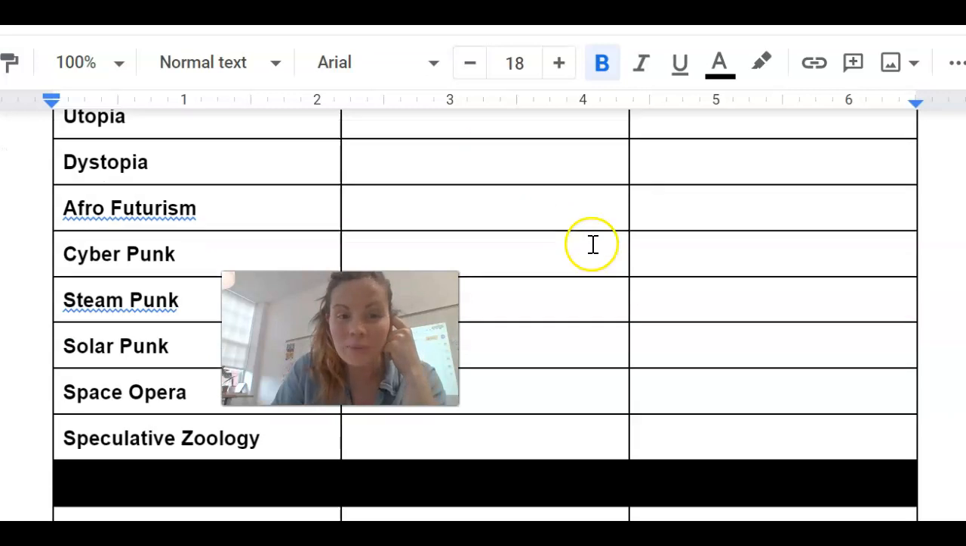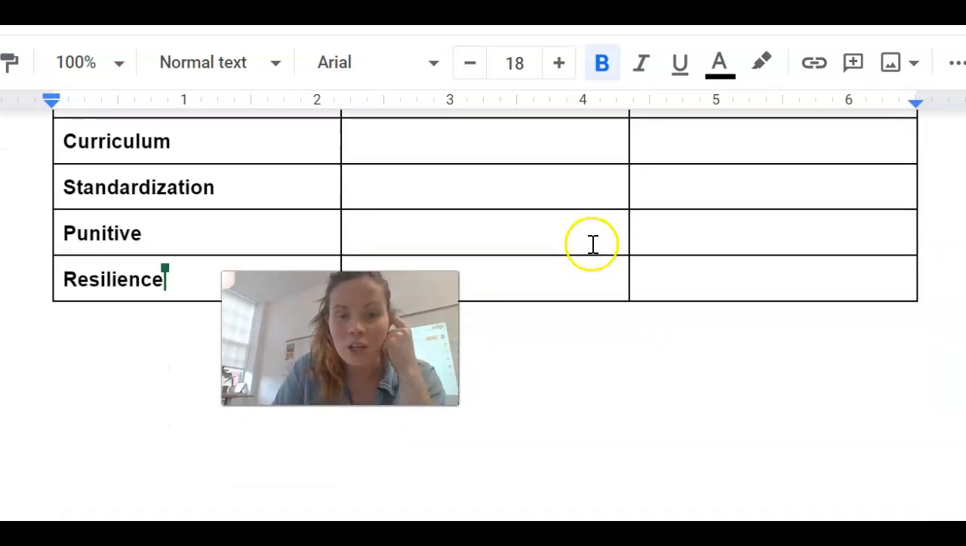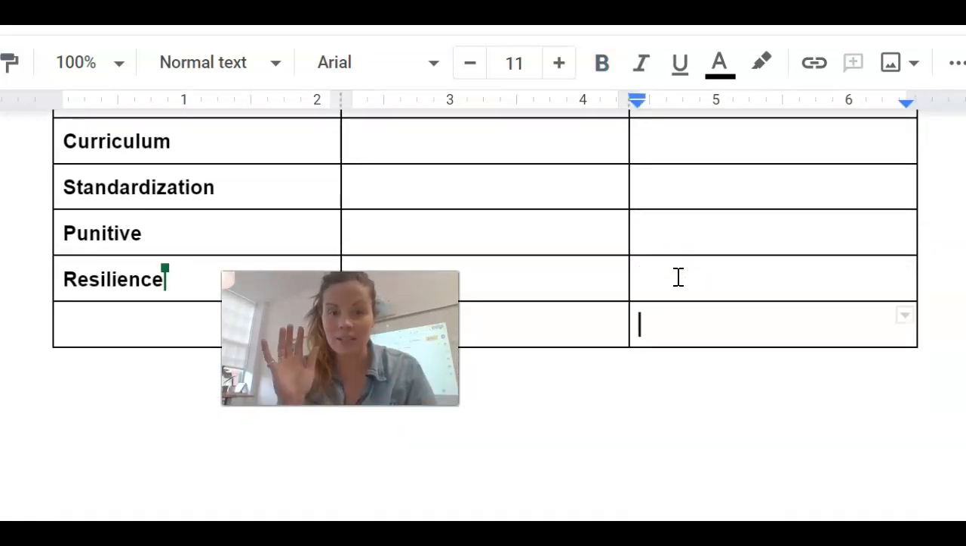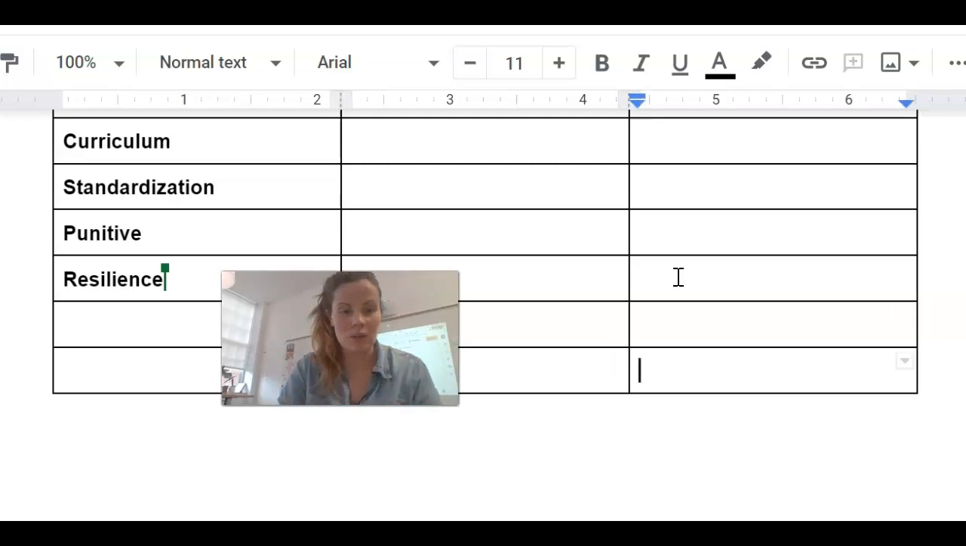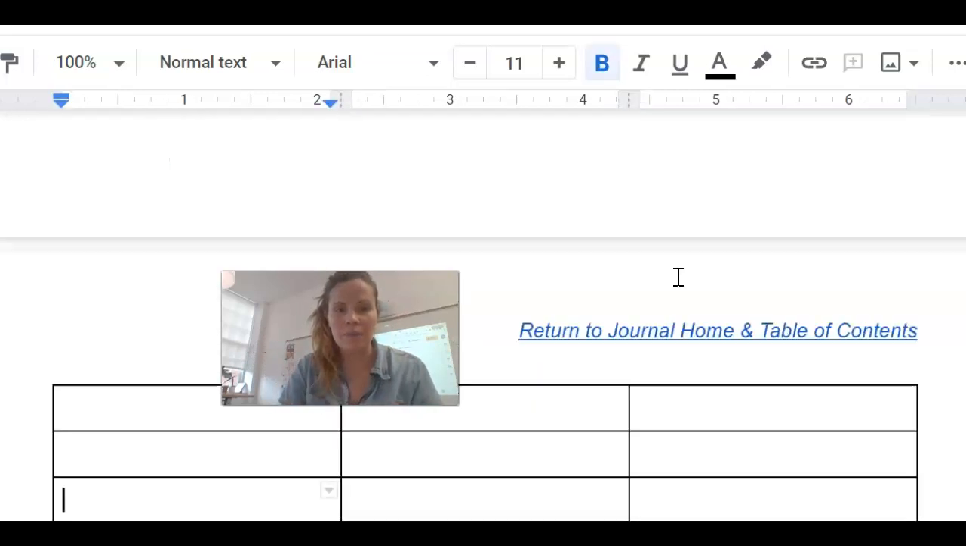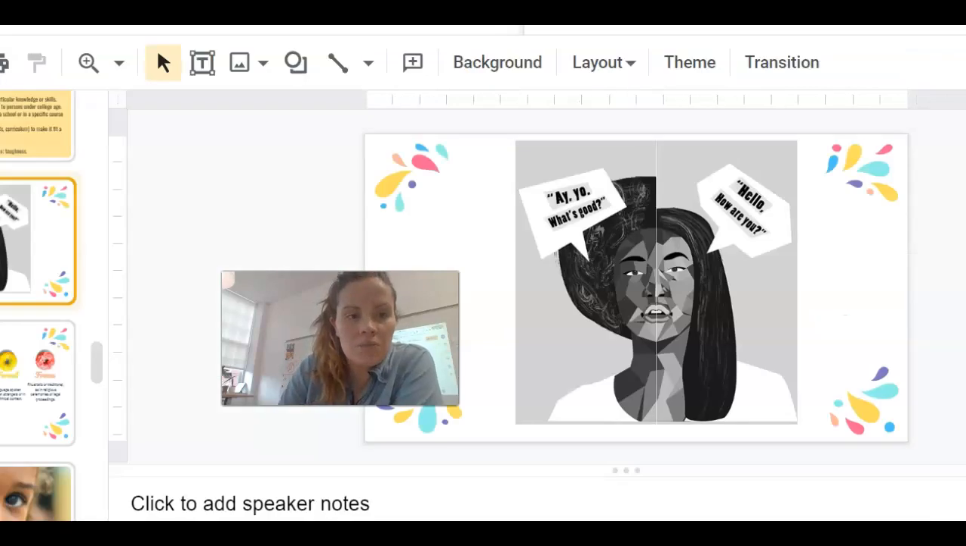Go to the vocab section of your notebook. Go ahead and add 7 rows now. 7 rows. All right, code switching. You have probably heard this before.